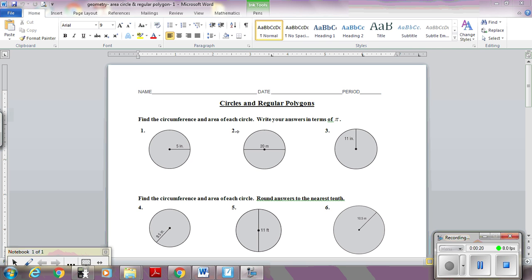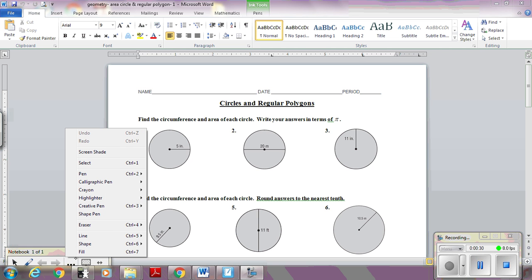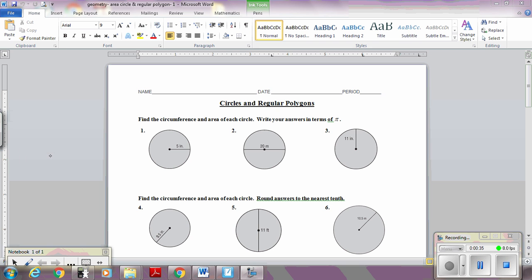For the first section, they want us to find the circumference and the area of each circle and write our answers in terms of pi. So the formulas for circumference and area are as follows. Circumference is 2 pi r, or diameter times pi. Area is pi r squared. So let's just have those on standby, ready to go when we need them.